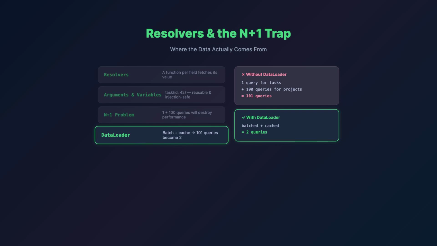The fix is DataLoader. DataLoader batches all those individual project lookups into a single query, and caches the results within the request. 101 queries collapse into 2. Any real GraphQL server uses DataLoader or a similar batching layer for every relationship.